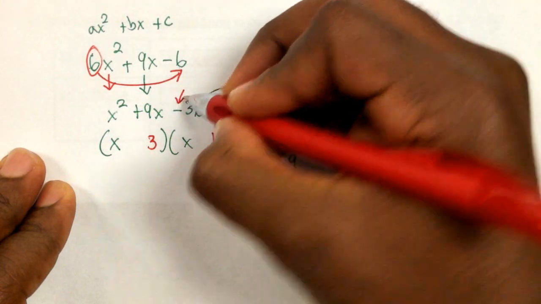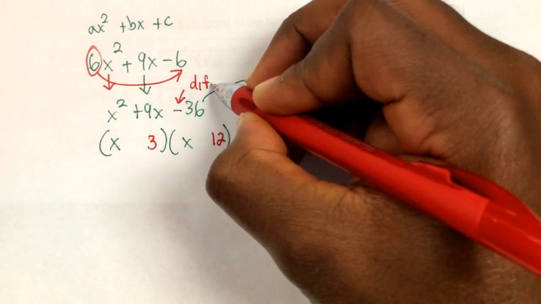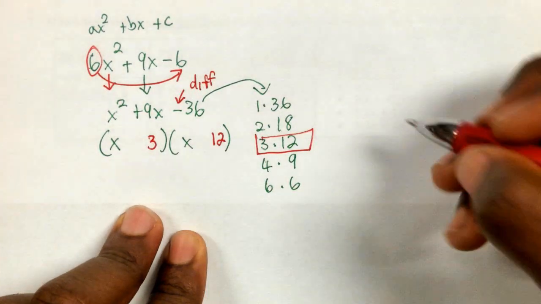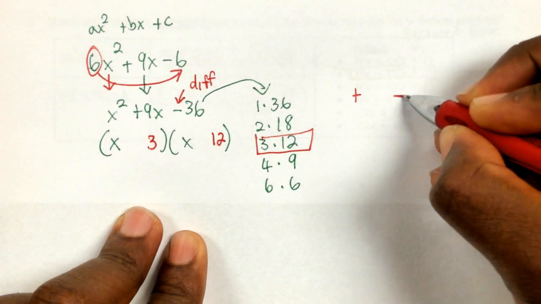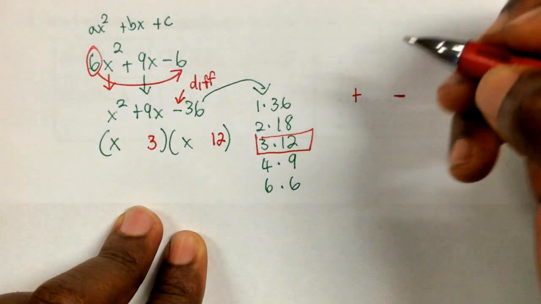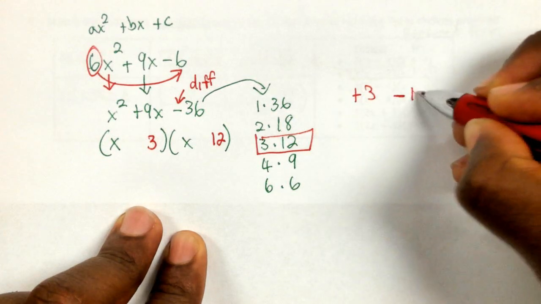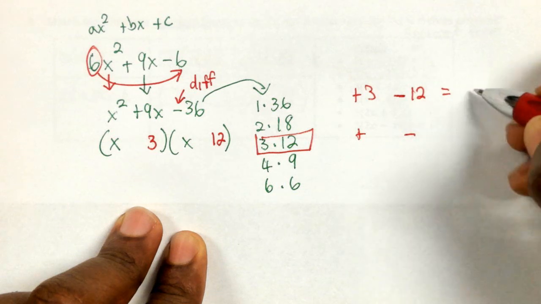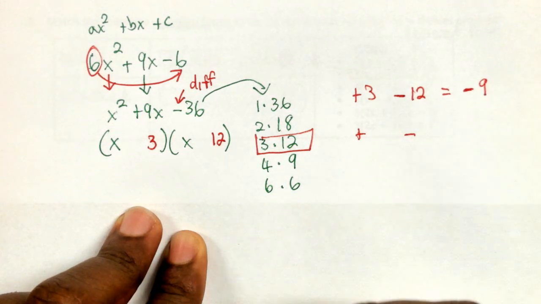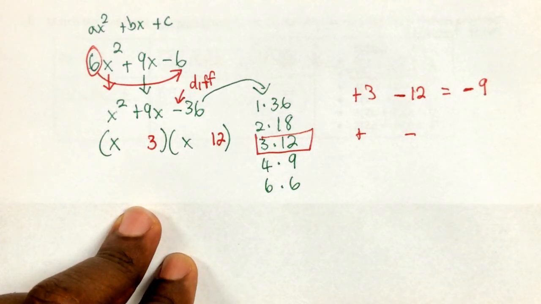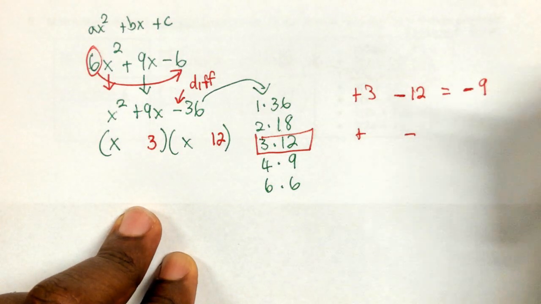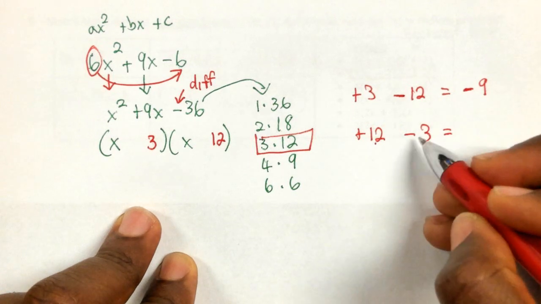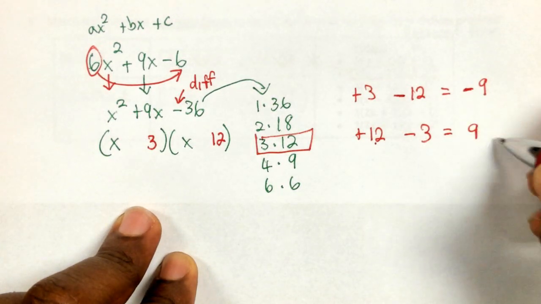And whenever I see a negative here, I think about different signs. So the other hint you can use is that it's going to be a positive and a negative, different signs. So if we have a positive 3 and a negative 12, what is 3 take away 12? 3 take away 12 is negative 9. But do we need a negative 9? No, we need a positive 9. So if we did a positive 12 and a negative 3, 12 take away 3 is positive 9.